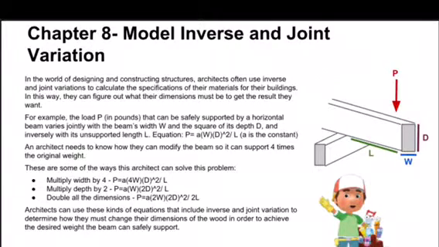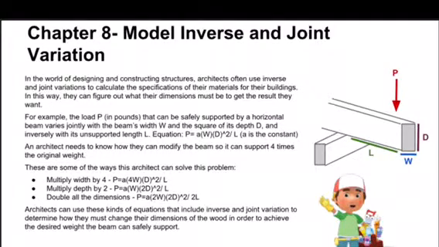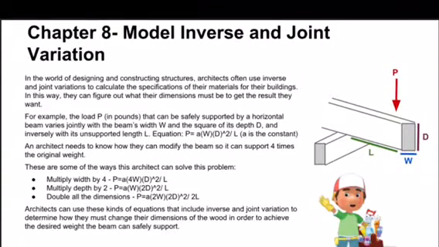Architects can use all these kinds of equations that include inverse and joint variation to determine how they must change the dimensions of the wood in order to achieve the desired weight the beam can safely support.